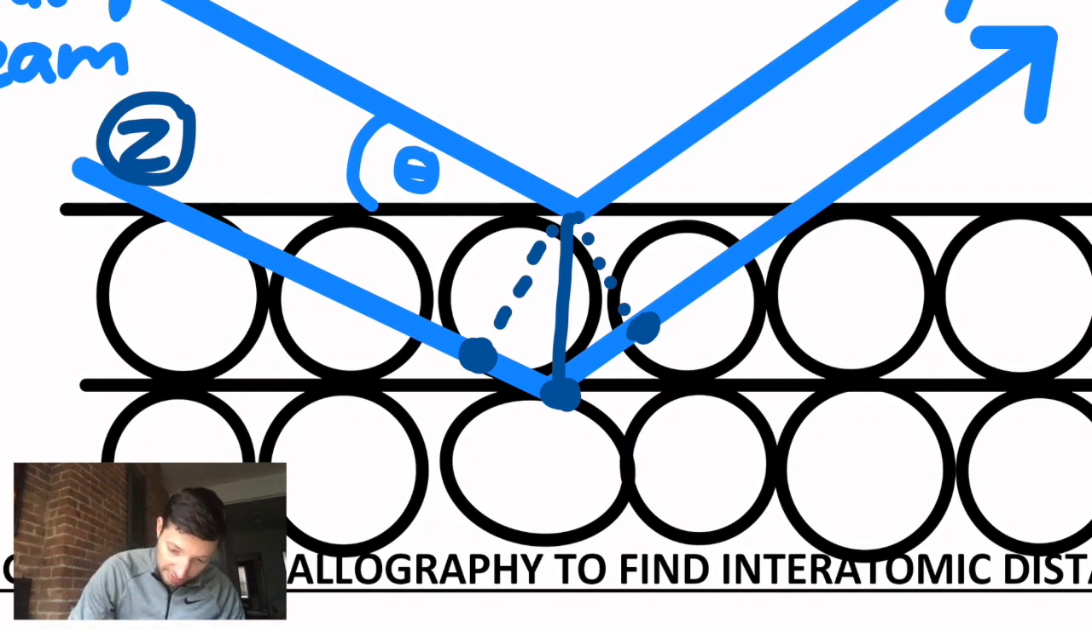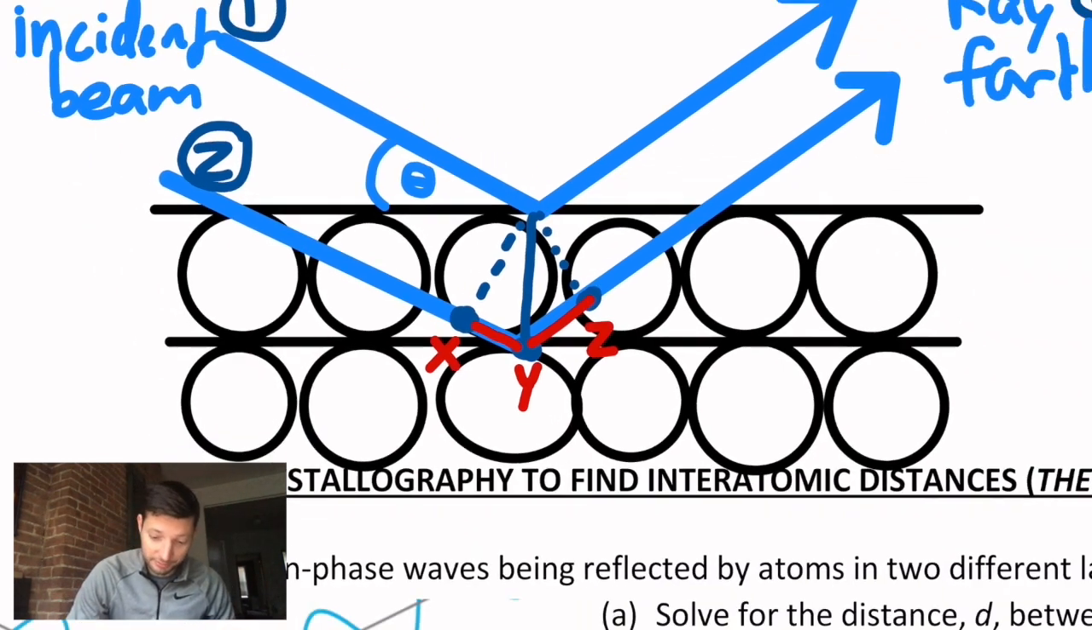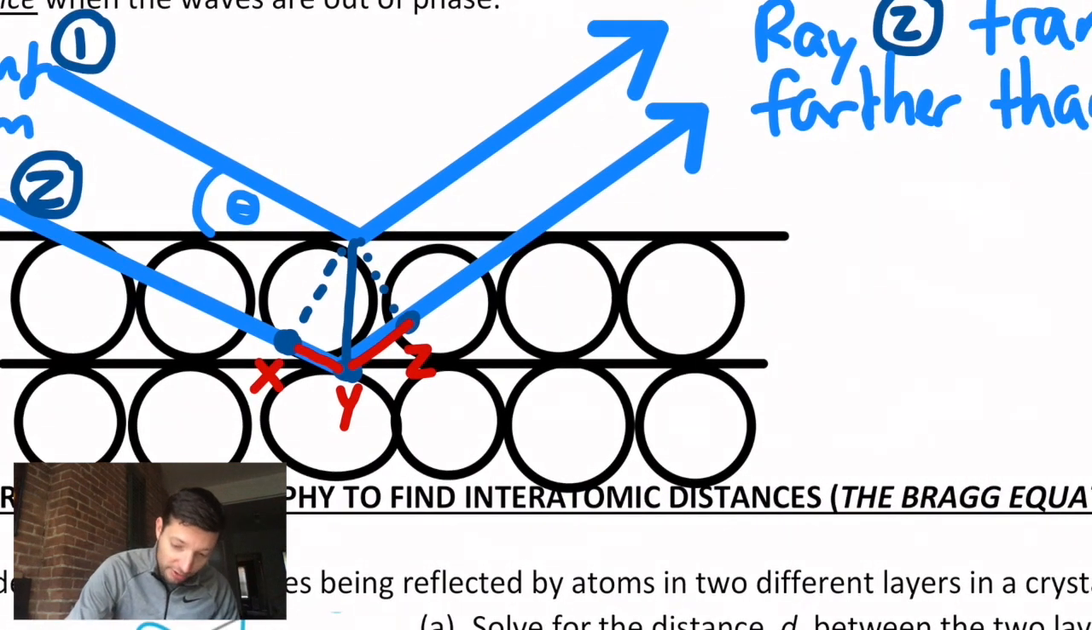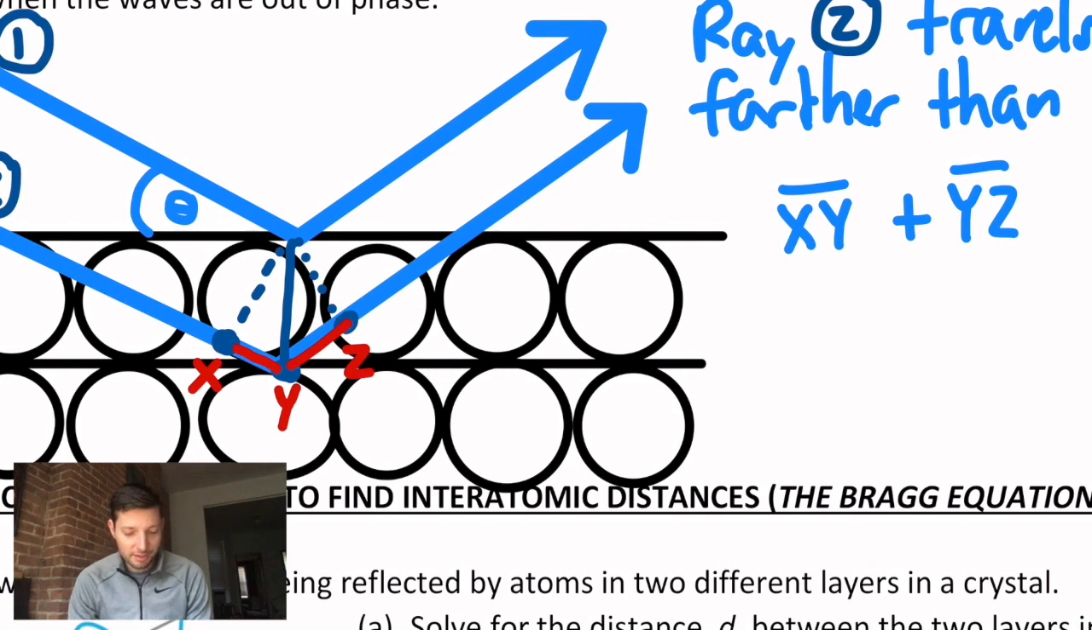I'm going to label these, let's go one other color here, X, Y, and Z. And it's the sum of segment XY and YZ that are actually the extra distance that ray 2 has traveled. Remember, the farther distance is segment XY plus YZ. Now we don't measure lengths of light, we measure wavelengths of light.